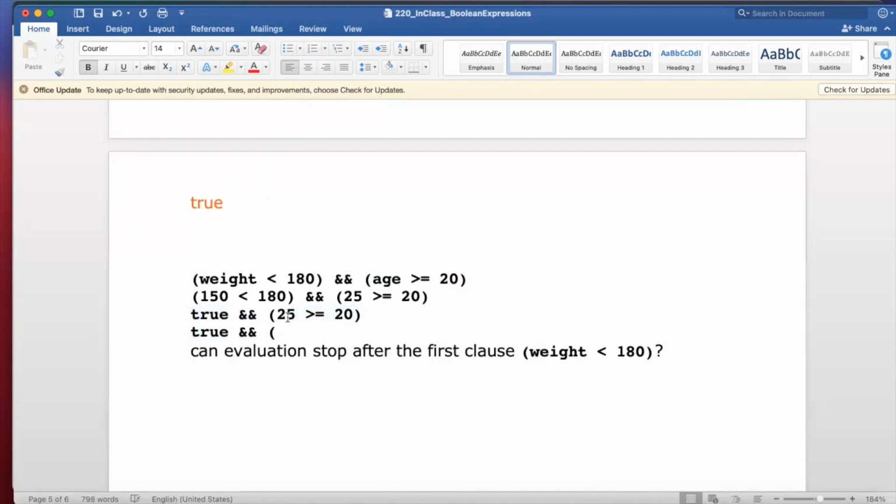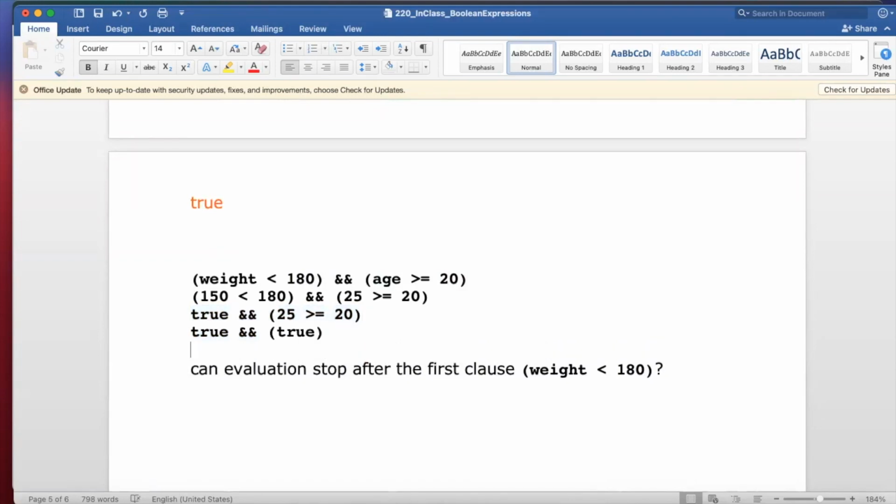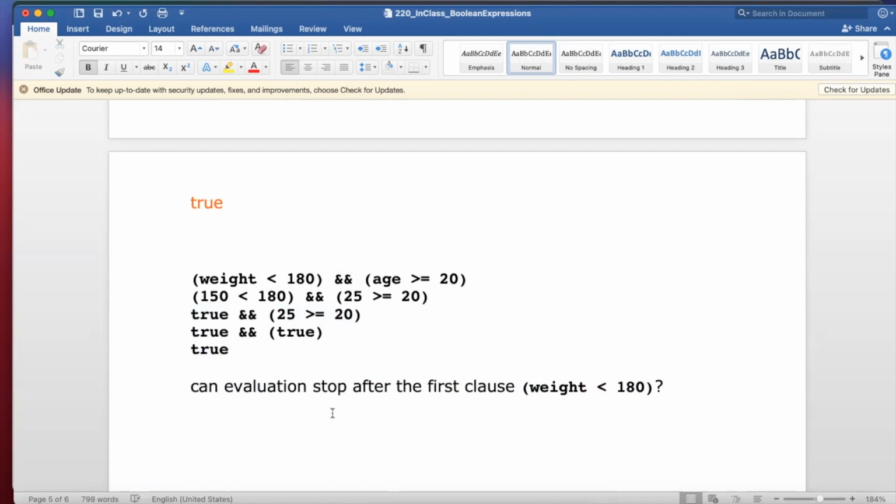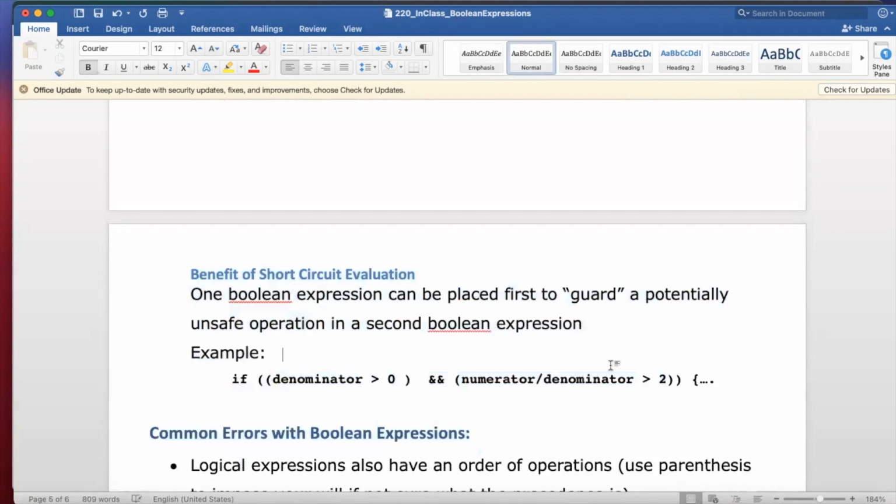So we'll ask ourselves, is 25 bigger than or equal to 20? That is in fact true. And now because we are combining together two true answers using an AND operator, the overall answer is true. So in this case, we cannot stop evaluation after the first clause because the answer is unknown at that point. You might wonder why this turns out to be important. It's important to understand how Java approaches things so that you'll be able to effectively debug your own programs.